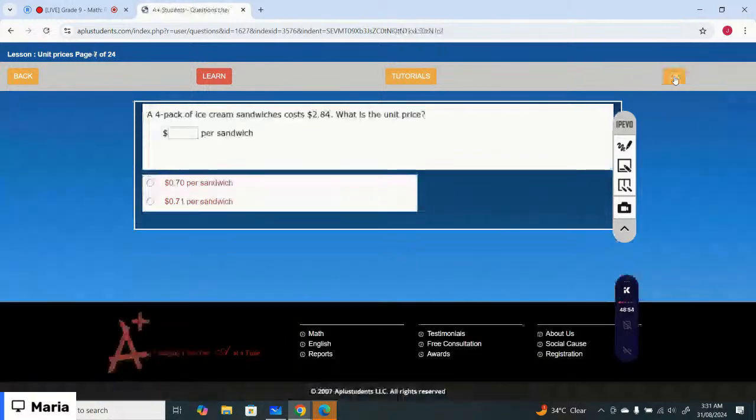A 4 pack of ice cream sandwiches costs $2.84. What is the unit price? The correct option is 0.71 per sandwich. Okay, you can complete the lesson by yourself later today. Let me just move on to the next lesson.